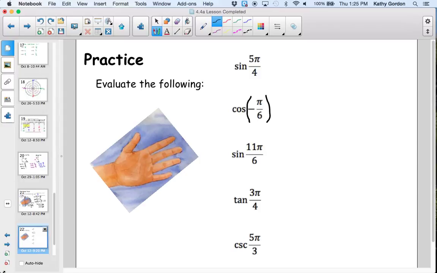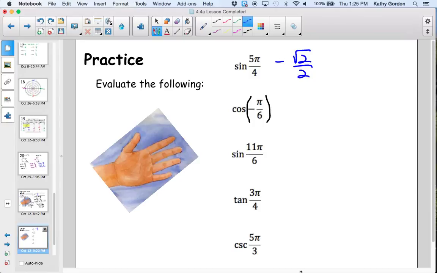But the sine of 5 pi over 4, is it going to be positive or negative? Negative, because 5 pi over 4 is in which quadrant? The third. And in the third quadrant we have negatives. So this is going to be negative square root of 2 over 2.